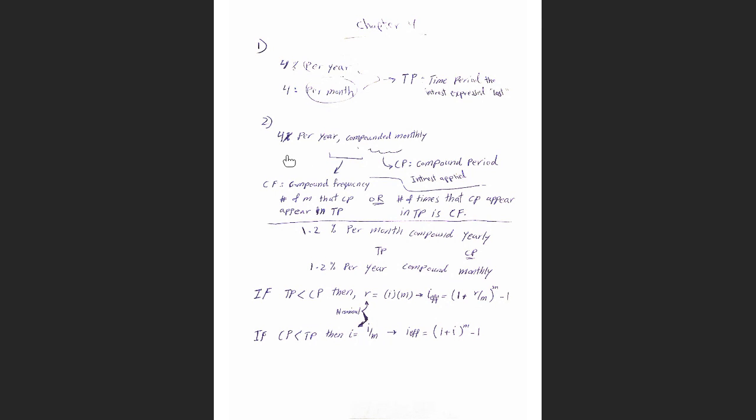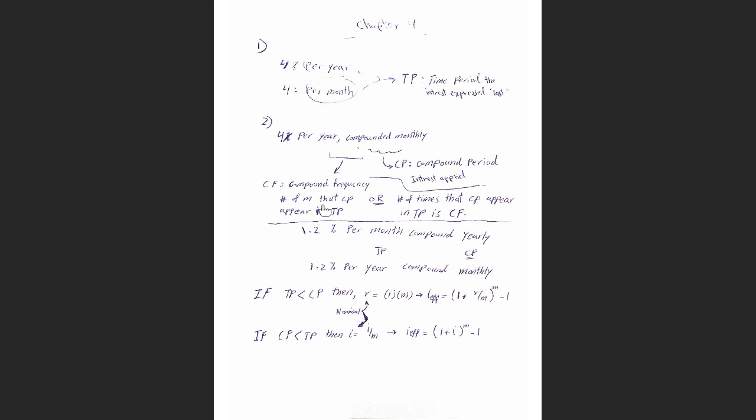The second step, the 4% per year compounded monthly. Now we have to identify the other two elements, the compounding period and the compounding frequency. The compounding period is the month, and the compounding frequency is the relation between the time period and the compounding period. In this case, it is 12.